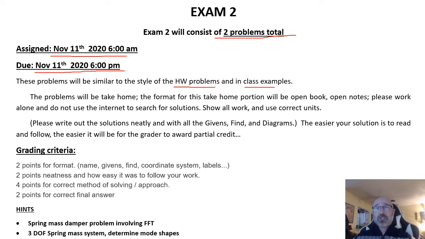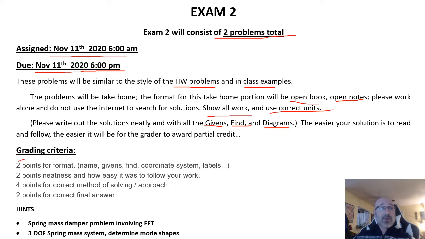Don't Google search answer solution manuals or Chegg or anything like that. It'll be very apparent if you've copied the solutions there. It's going to be open book, open notes, but please work alone. Make sure when you do your work, show everything in the correct units. Write out all the givens, finds, and diagrams, the same as your homework format from before. The easier it is for me to read through your solution, the easier it is for me to award you partial credit on any of your answers.